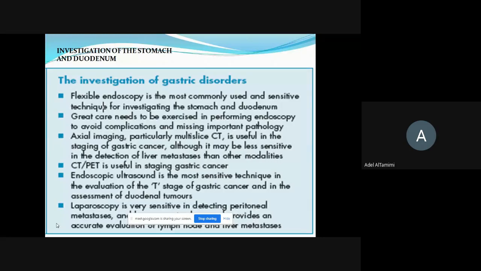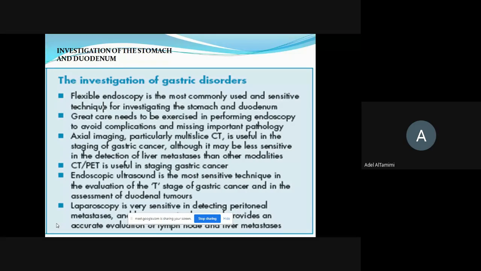Thickness means invasion of the gastric wall by the tumor cells. This can be accurately detected and accurately measured by the ultrasound. We can measure or estimate the thickness of the gastric wall invaded by the gastric cancer. The endoscopic ultrasound is a sensitive and good diagnostic technique for this purpose.